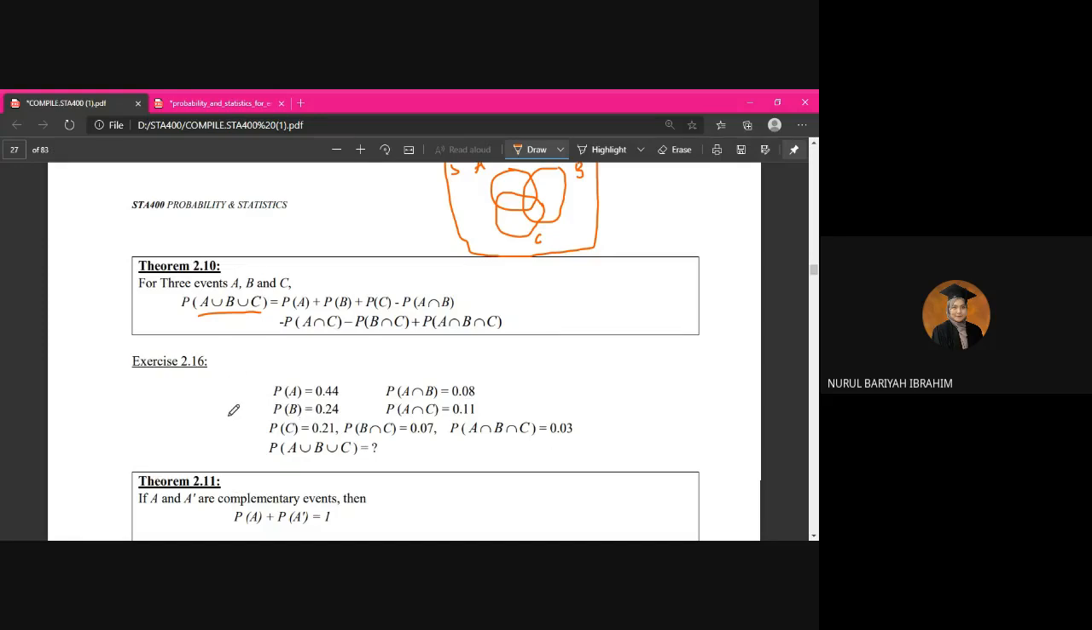So, let's say for this exercise we have the value of probability of A, probability of B, C, A and B, A and C, B intersect C. We also have the value of A intersect B intersect C. So, we can find the value of probability of A union B union C by using this formula. If you don't want to use the formula, you can also draw a Venn diagram.